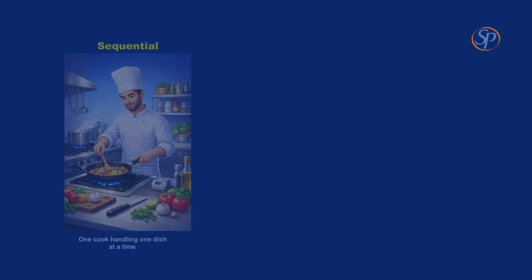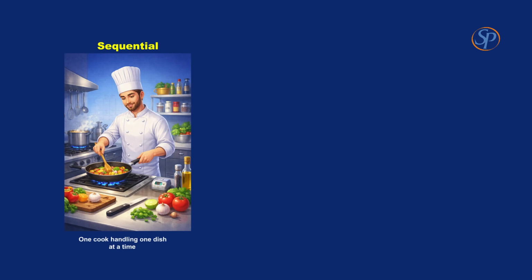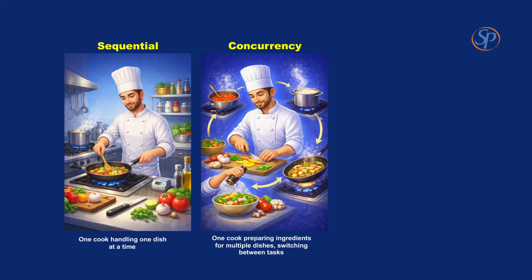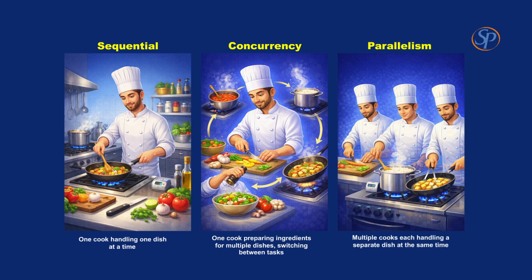Here are simple ways to understand. Sequential: one cook handling one dish at a time. Concurrency: one cook preparing ingredients for multiple dishes, switching between tasks. Parallelism: multiple cooks each handling a separate dish at the same time. Think of concurrency as multitasking. Think of parallelism as teamwork.